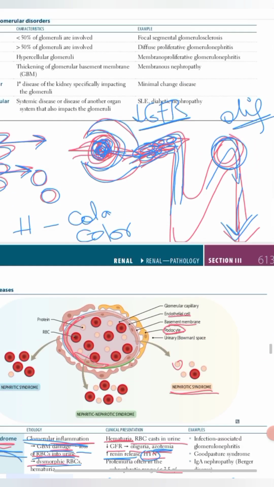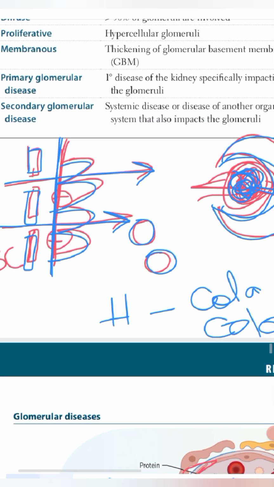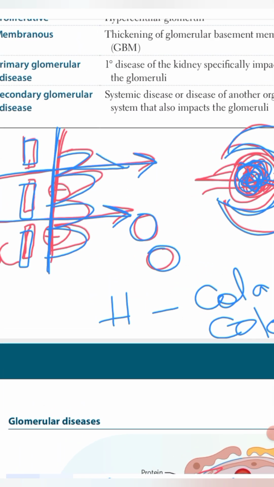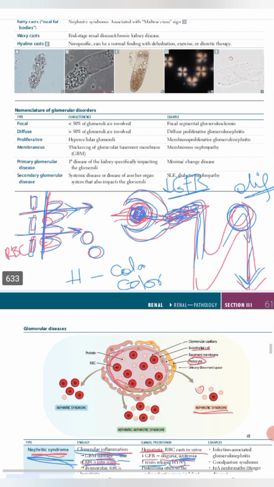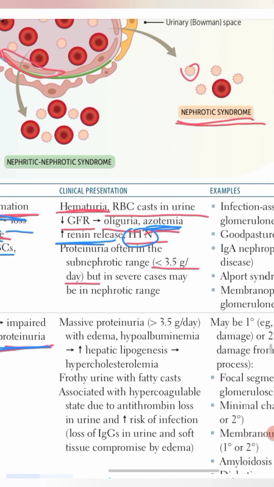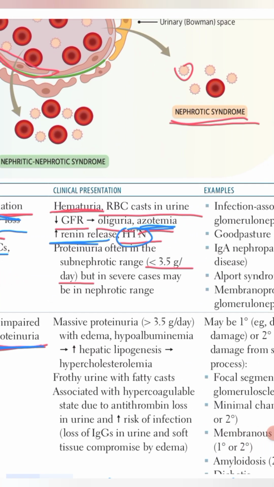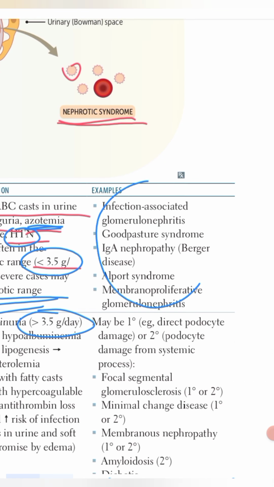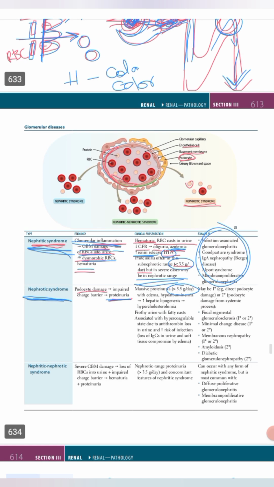There will also be proteinuria, because this barrier is somewhat destroyed, so proteins are also released. The proteinuria is in the subnephrotic range, less than 3.5 grams per day, while in nephrotic syndrome it was more than 3.5 grams per day. In severe cases it may go into the nephrotic range. And these are examples which we will discuss in detail later on.